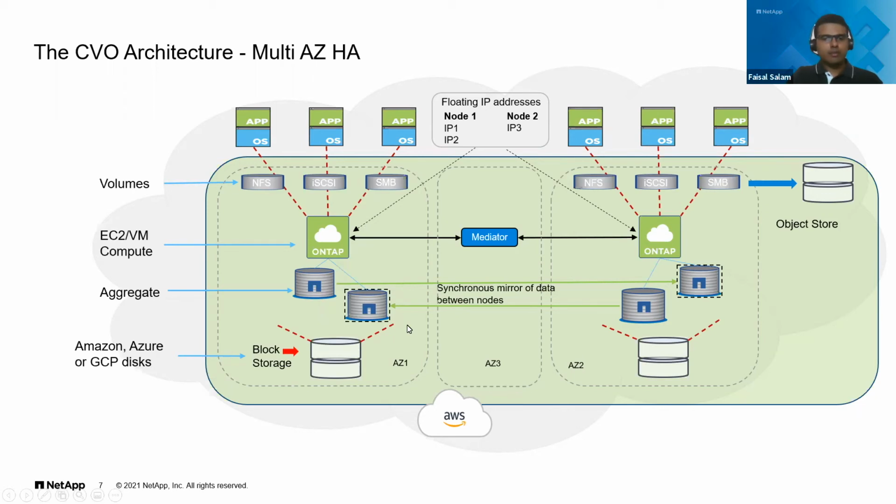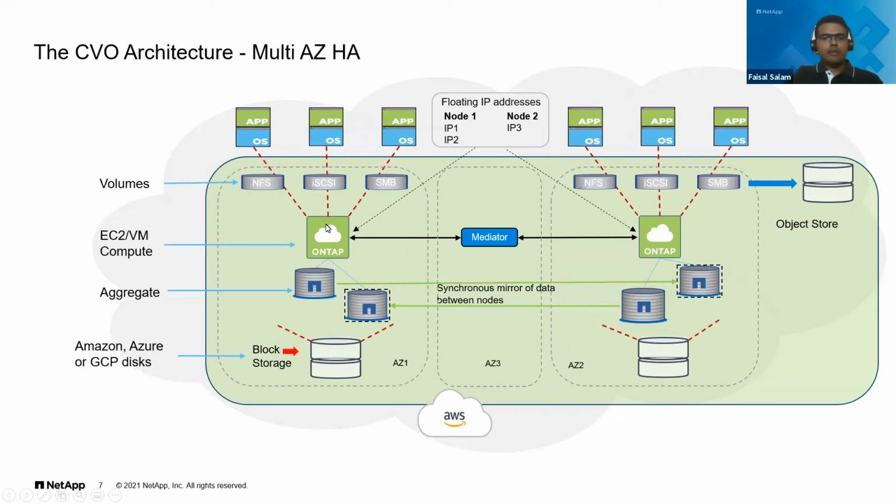Like in on-prem ONTAP, we use sync mirroring to mirror the aggregate using plexes. If you have data being written to an aggregate on node A, you have the same data being mirrored to an aggregate that's a plex attached to node B, because this is the EBS volume that's attached to node 2, and vice versa. So any data that's written to node B is replicated to node A, and this is accomplished by sync mirroring and by using plexes.